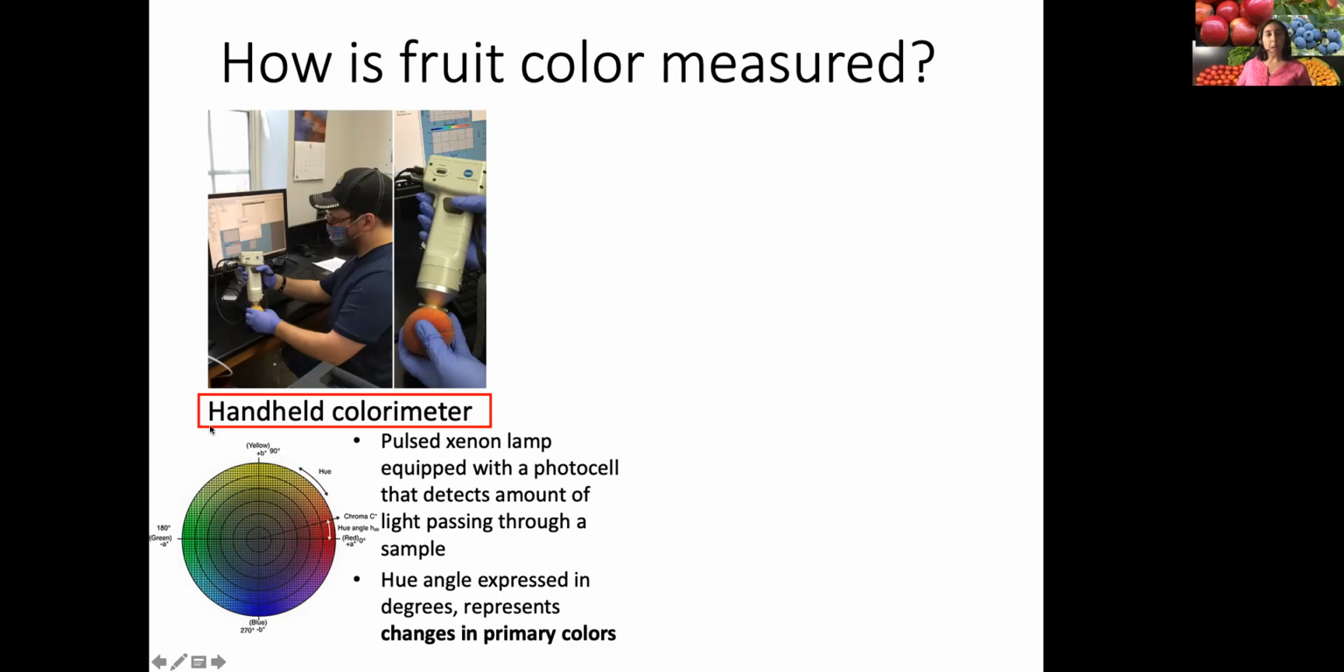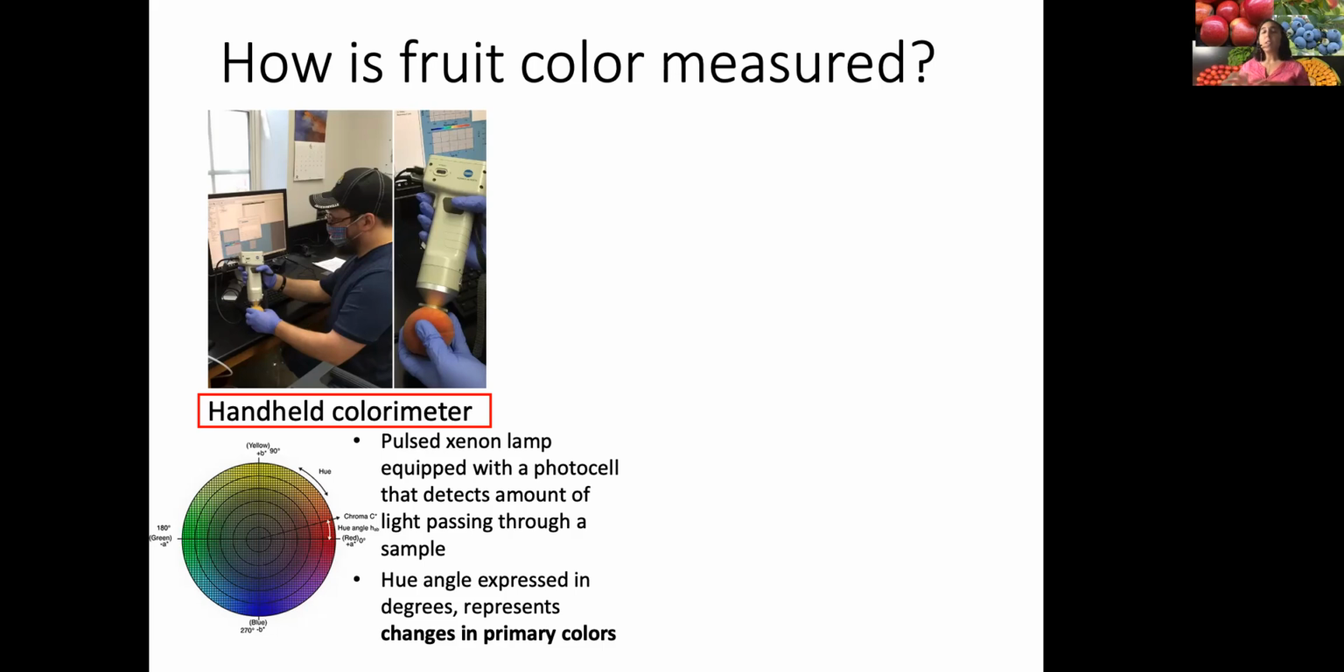Here we are showing you one example, which is the handheld colorimeter. This is the instrument we are talking about, and it is portable, but it generally has to be connected to a computer to make it a little bit easier to work. So what we generally do is place the fruit that we are interested in measuring just below the colorimeter. How does this work? Once you pulse a trigger here, there is a pulsed xenon lamp equipped with a photocell that is able to detect the amount of light that is passing through a sample. In this case, the sample is going to be our fruit.